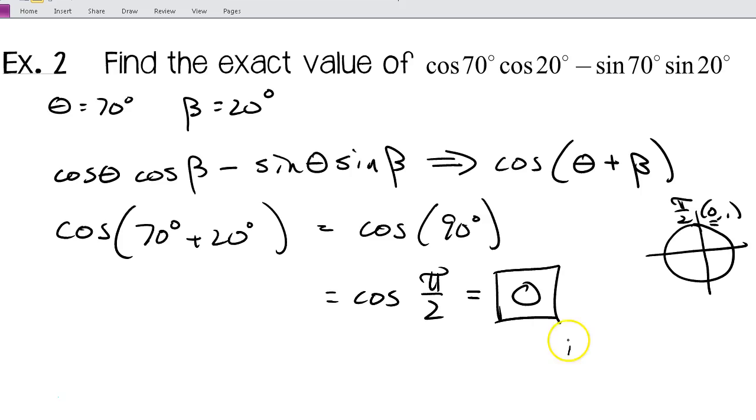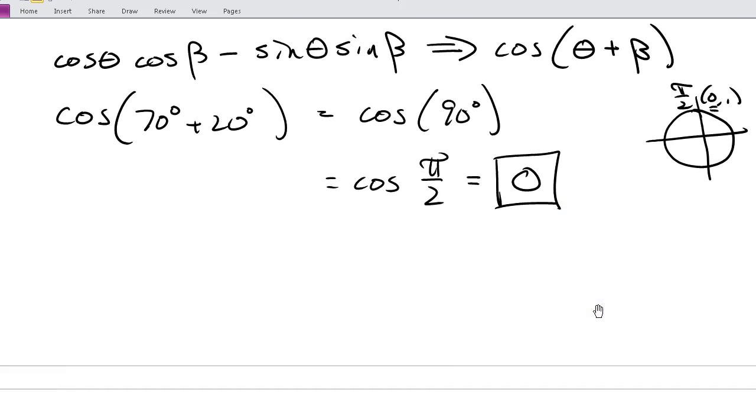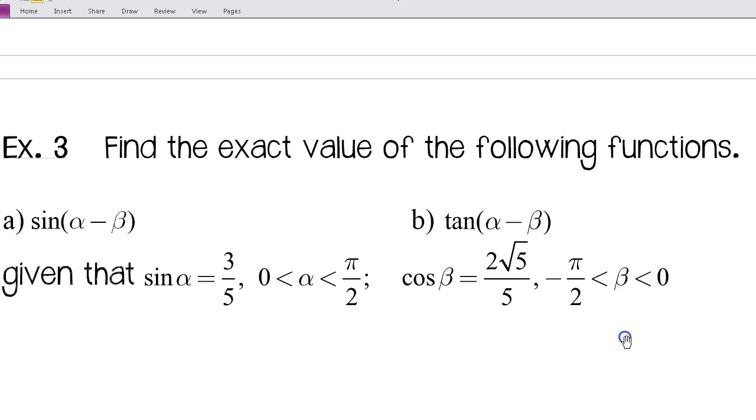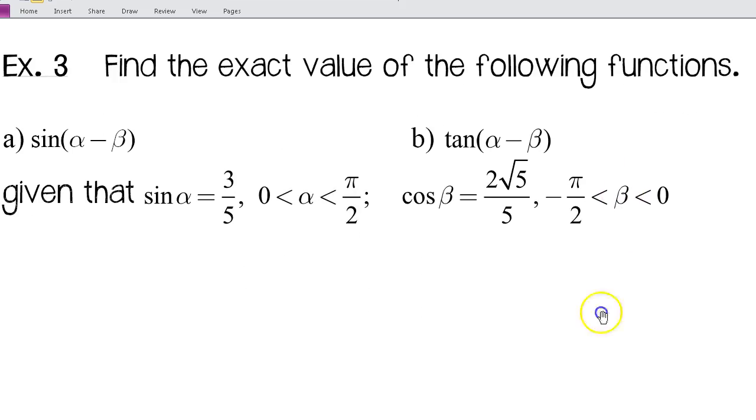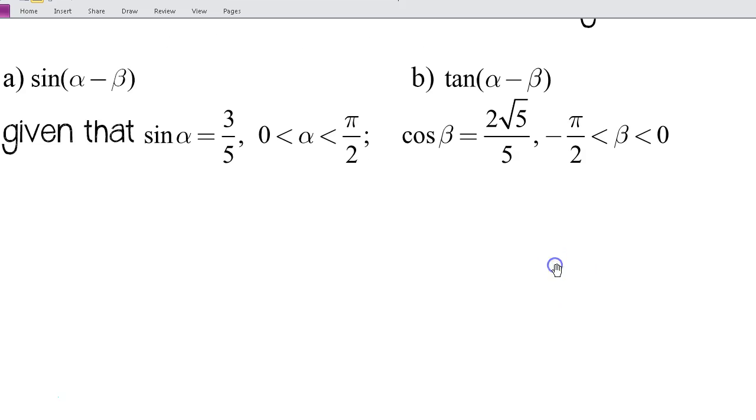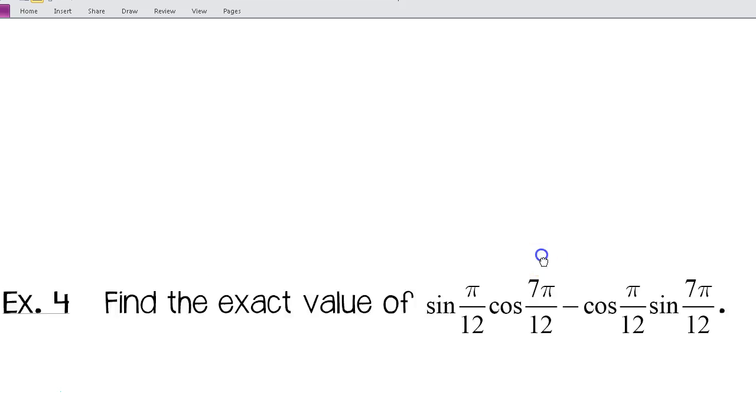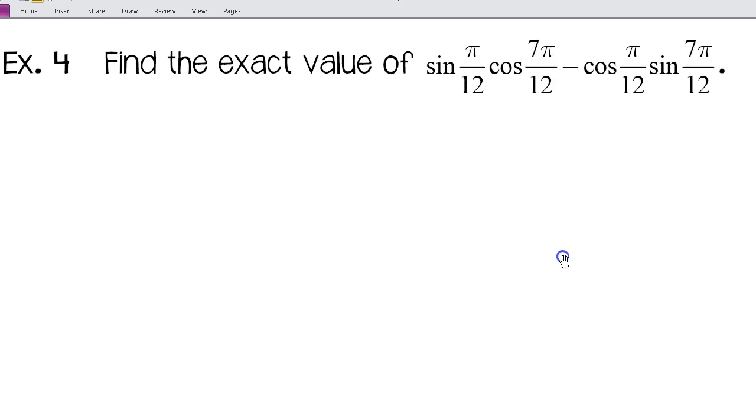If you have questions, make sure you write those down and ask me. Let's skip down to example 4, and I'll put example 3 in a separate video because it may be a little longer. This is a similar type of problem.